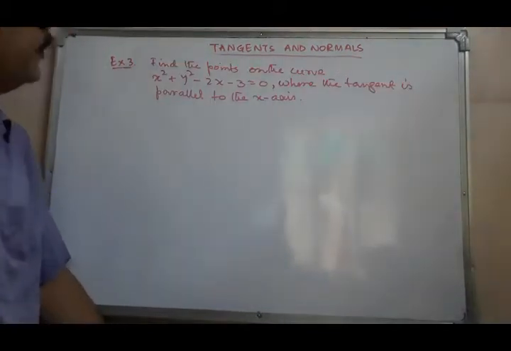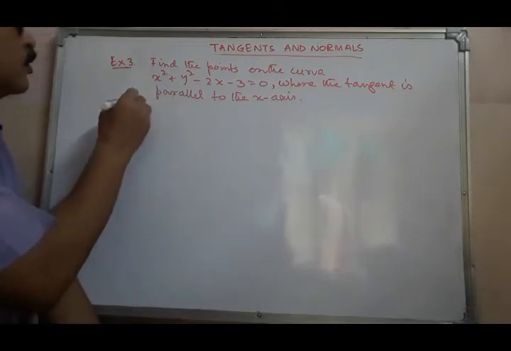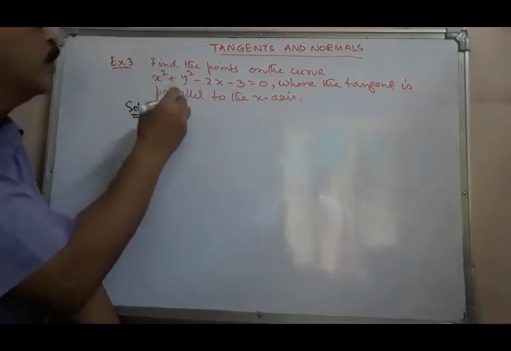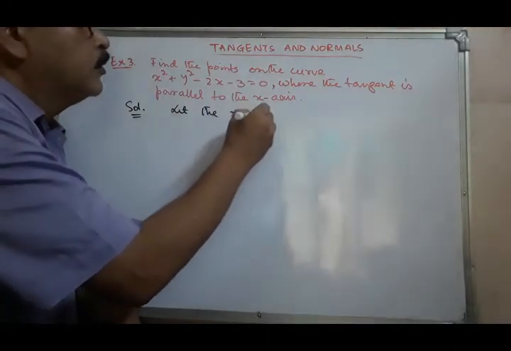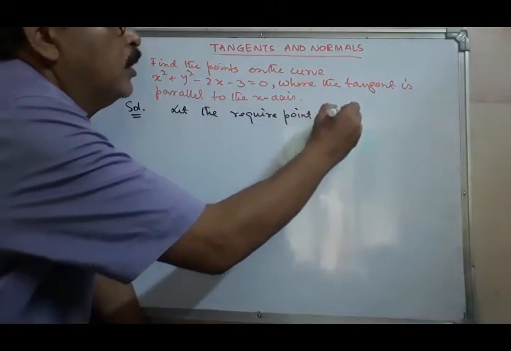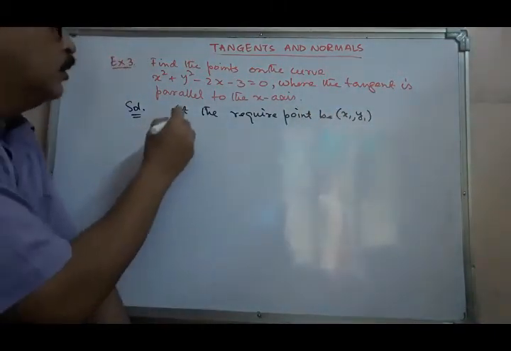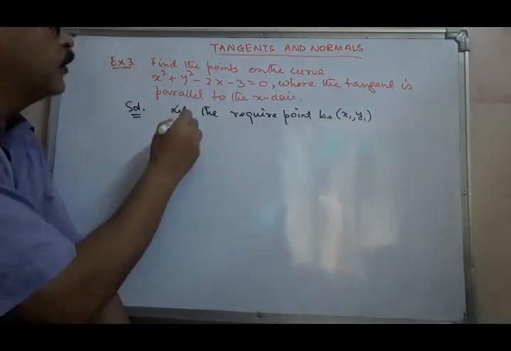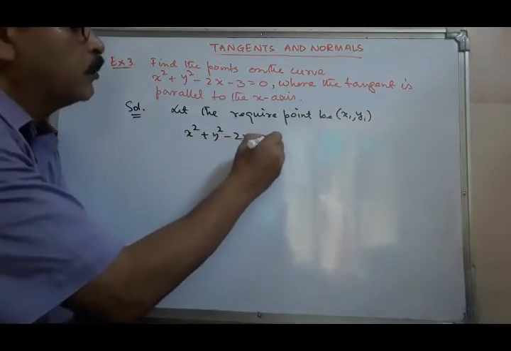Example number 3. Find the points on the curve x square plus y square minus 2x minus 3 equal to 0 where the tangent is parallel to the x-axis. Solution. Let the required point be x1, y1. The equation of the curve is x square plus y square minus 2x minus 3 equal to 0.